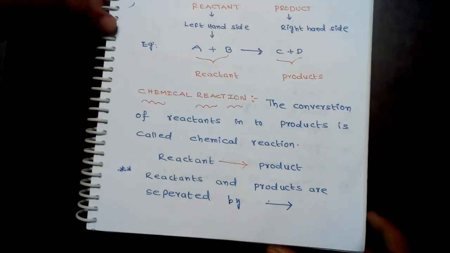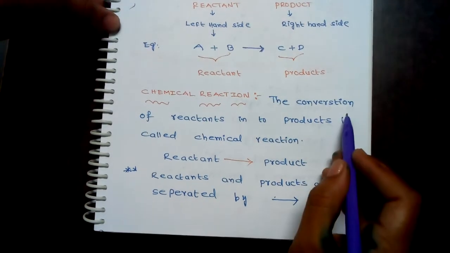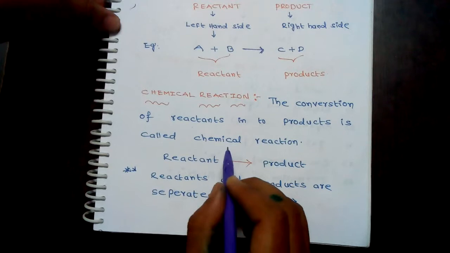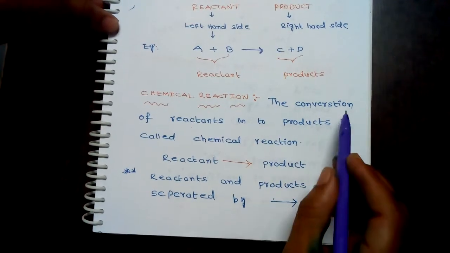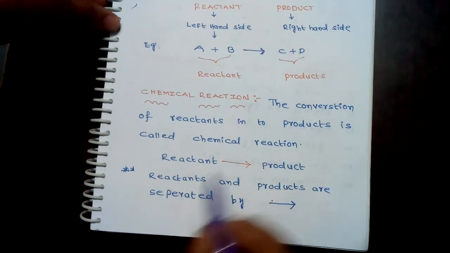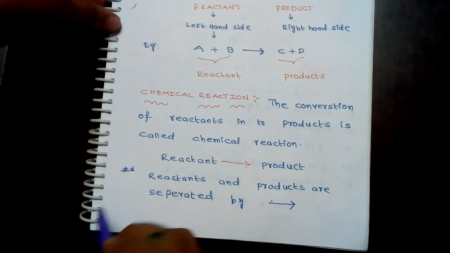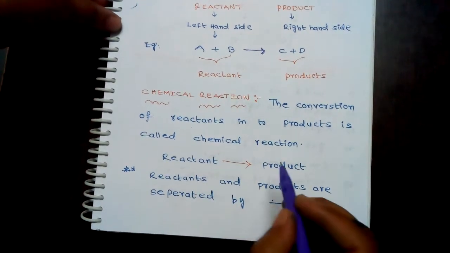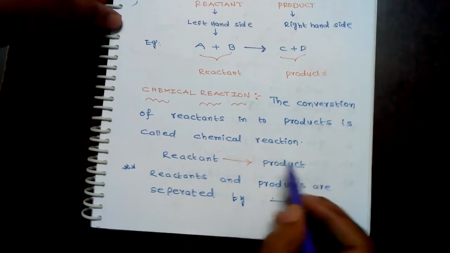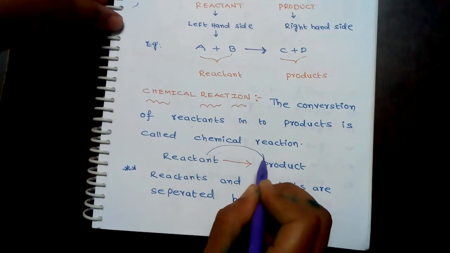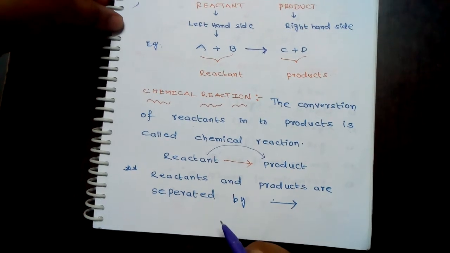Next, chemical reaction. So what is meant by chemical reaction? The conversion of reactants into products is called a chemical reaction. So generally the chemical equation is represented by writing the reactants at the left hand side and products at the right hand side. The conversion of reactants into products is called a chemical reaction.